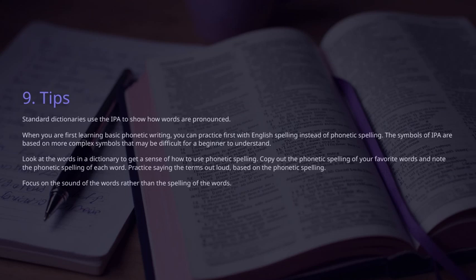A good way to get familiar with phonetic spelling is to look at the words in a dictionary and see how they are represented. Try copying the phonetic spelling of your favorite words and pay attention to how each one is written. Then, practice saying those words out loud based on their phonetic spelling. Remember, the goal here is to focus on the sound of the words, not just how they are spelled. This approach helps you develop a better ear for pronunciation, which is essential for mastering any language skill.